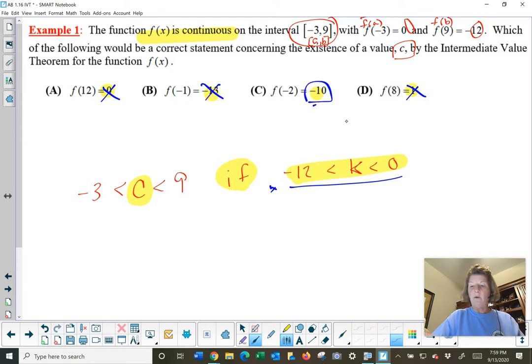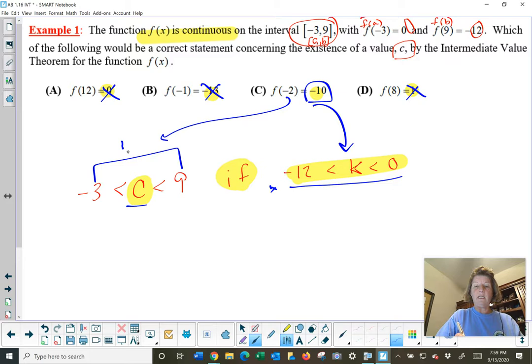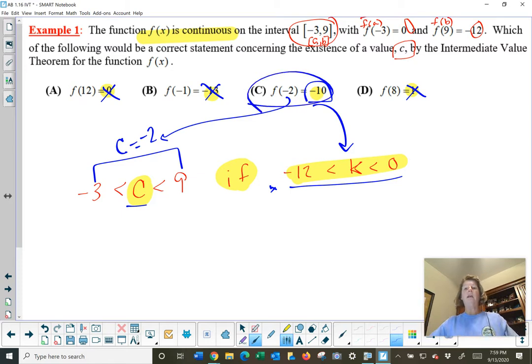Negative 10 could be a good k value, couldn't it? And if that's the case, then it guarantees that there is a c that sits between negative 3 and 9, and they're suggesting the c value is negative 2. Sounds good. I'm going with c. So you need to know these theorems very well. You need to know what the if statement is, what the hypothesis of the theorem is, and then that leads you into your conclusion. Next page.